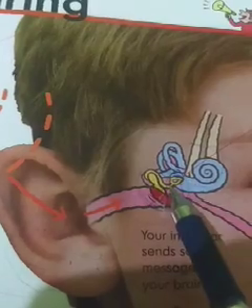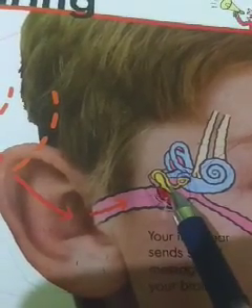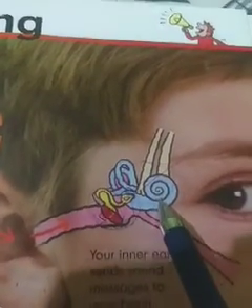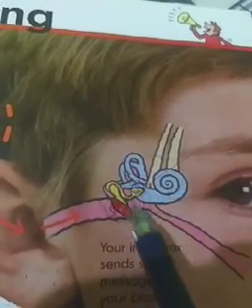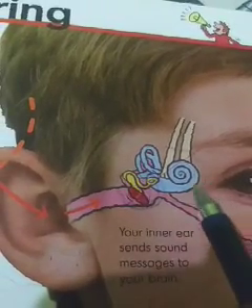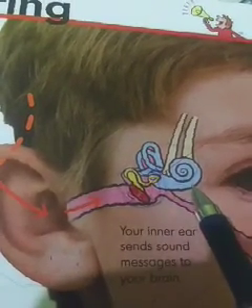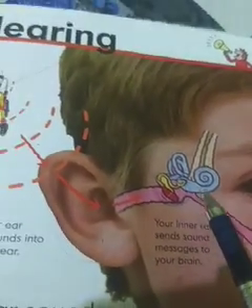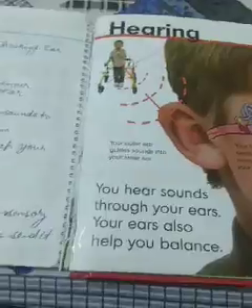These three bones increase the sound and pass these vibrations to the inner ear. The inner ear contains sensory cells which receive the vibrations from the middle ear and send them to the brain through the nerves. So that's all about our sense organs.